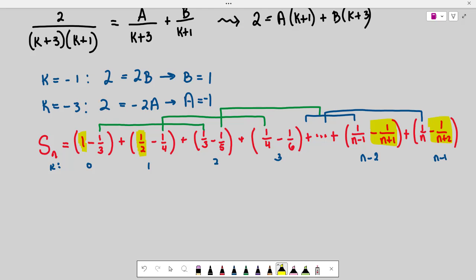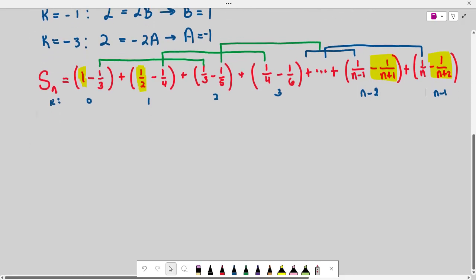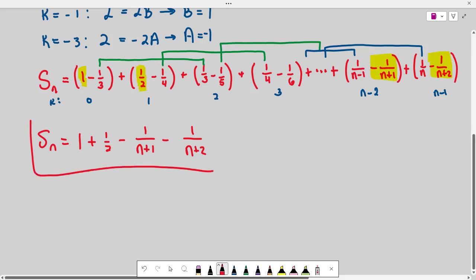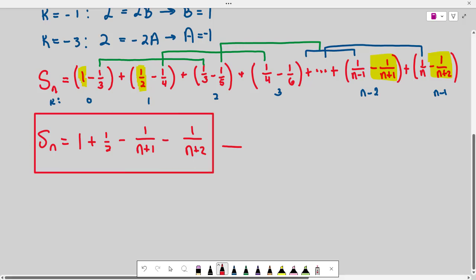So that means that we finally can write down the closed form for S sub n. S sub n is going to be 1 plus a half minus 1 over n plus 1 minus 1 over n plus 2. So that is S sub n. You can add the 1 and a half for sure. You don't have to, though. It's fine if you don't, because we're more interested in taking the limit. So the limit of S sub n as n goes to infinity is going to be what? 3 halves. So there is the sum of the series.